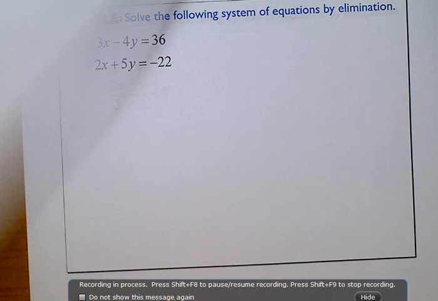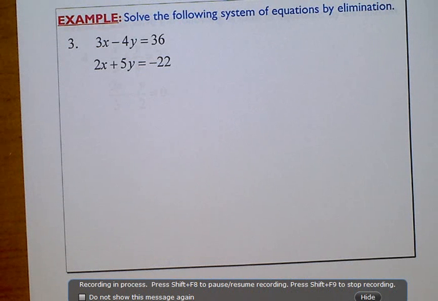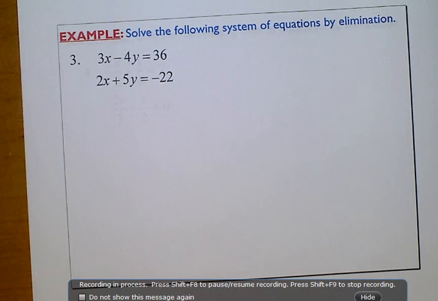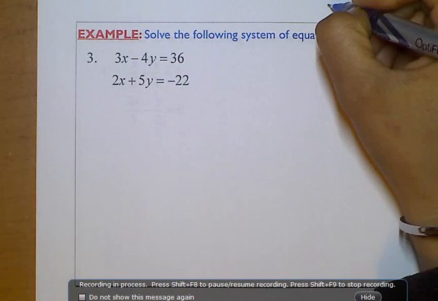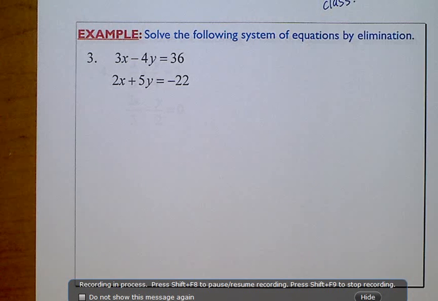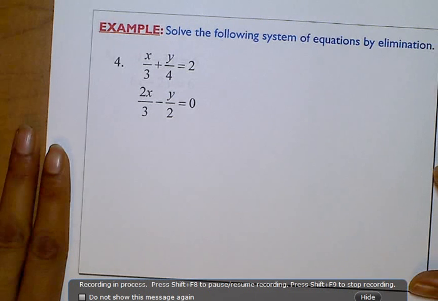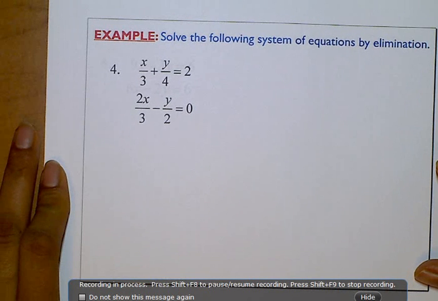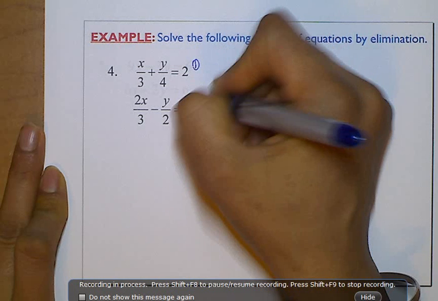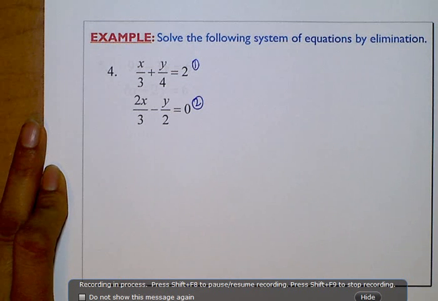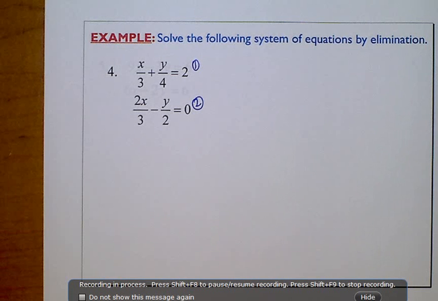So I'm going to start off by labeling equation 1, equation 2. And I don't like working with fractions too much, so I'm going to get rid of them. And to get rid of a fraction in an equation is to multiply every term by the common denominator. So in this case, my common denominator for my first equation between 3 and 4 is 12. So I'm going to multiply every term with 12. I'll use a pencil here. Multiply this by 12, multiply this term by 12, and you're going to multiply this by 12.